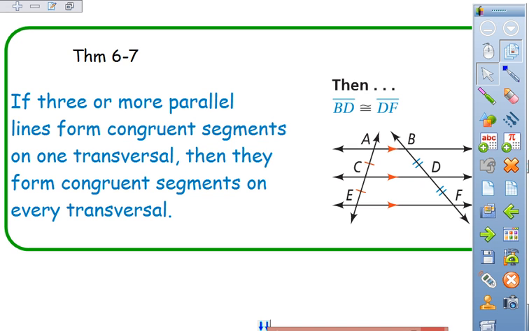Here's another theorem, 6-7. If 3 or more parallel lines form congruent segments on one transversal, then they form congruent segments on every transversal. So because these pink lengths are all the same, then the lengths on the other side also have to be the same, because these lines are parallel.